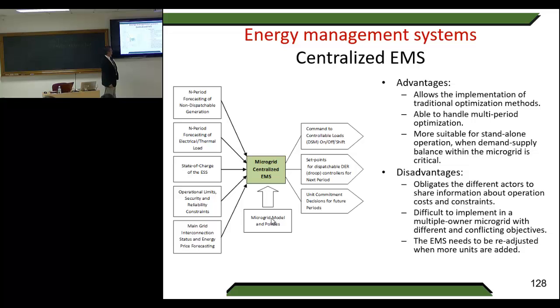I will not repeat this, but you have advantages and disadvantages of this approach. The advantages of a centralized approach: it allows the implementation of traditional optimization methods, is able to handle multi-period optimization because you are managing the whole information needed, and is more suitable for standalone operation when demand-supply balance within the microgrid is critical. Disadvantages: it obligates the different actors to share information about operation, costs, and constraints. It is difficult to implement in a multiple owner microgrid with different and conflicting objectives, and the energy management system needs to be readjusted when more units are added.